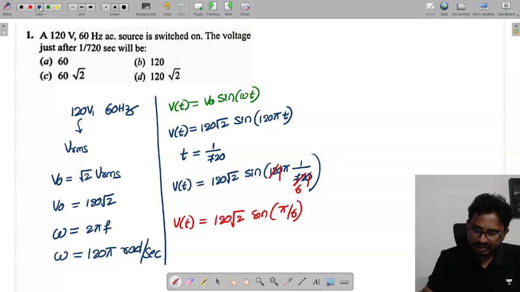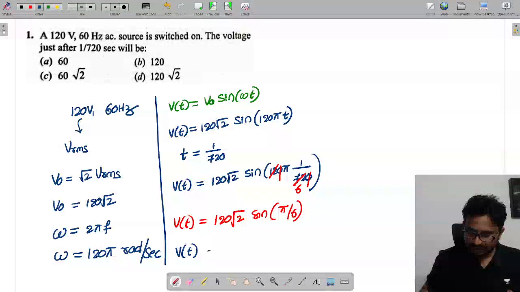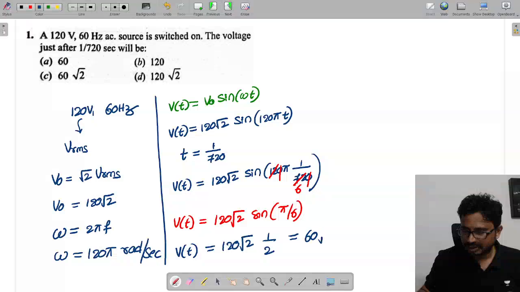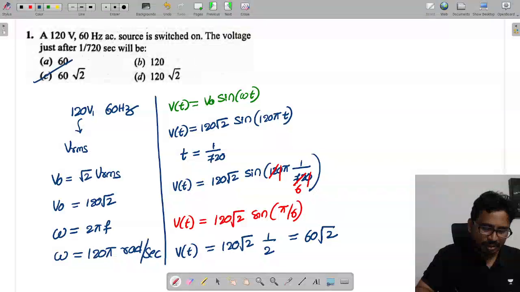Sine pi by 6 is equal to 1/2. Sine 30 value is how much? 1/2. So from this we get V of t as 120 √2 into sine 30, which is 1/2. So we get 60 √2. So option C.